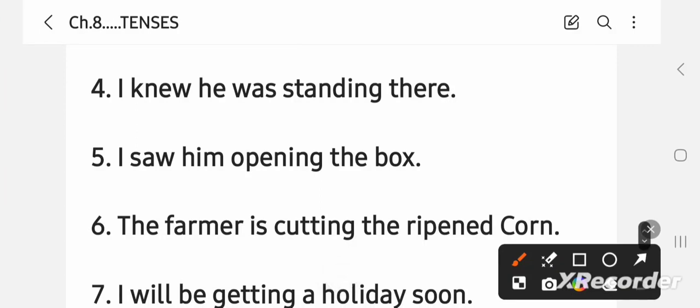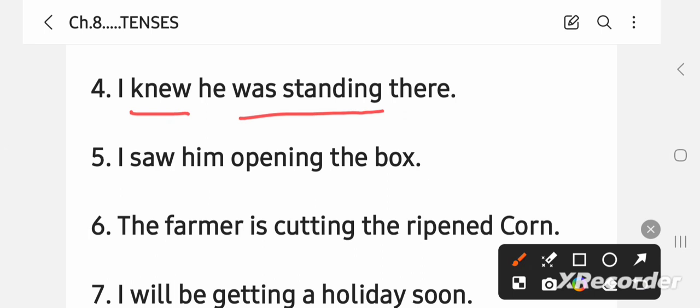The next sentence, I knew he was standing there. Here we have 2 verbs. One is knew, the other is was standing. Knew is in the simple past tense. Knew is the past tense of the verb know. K-N-O-W, know is present. K-N-E-W is the past tense of know.